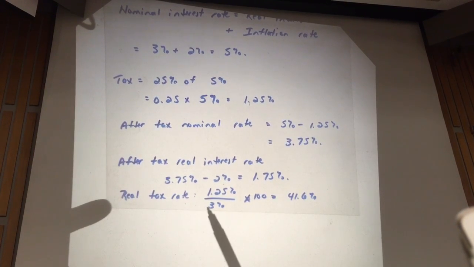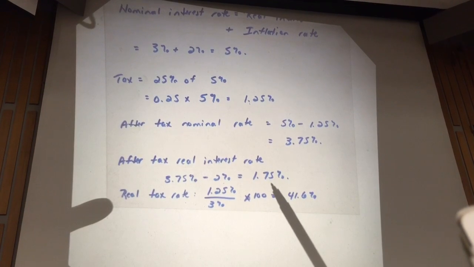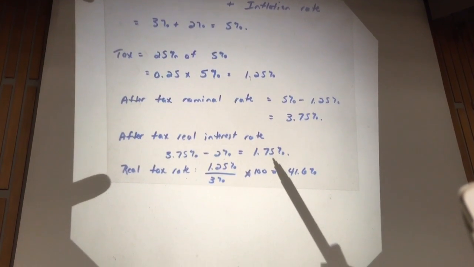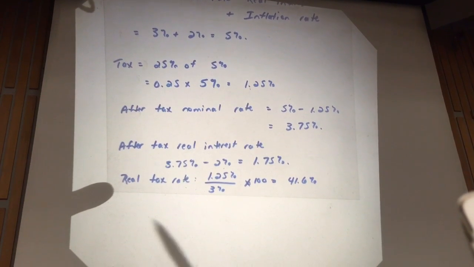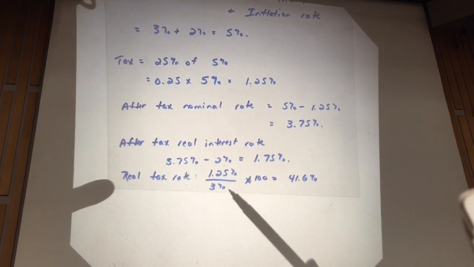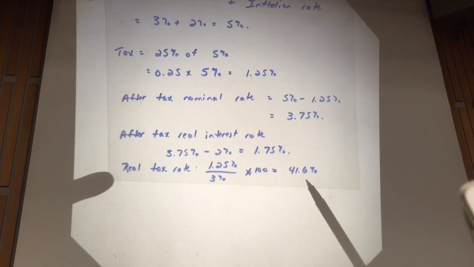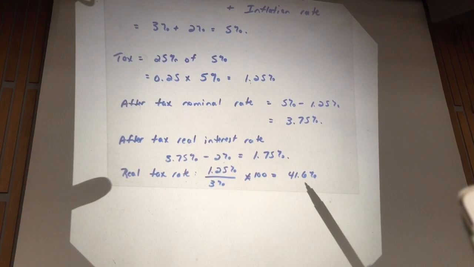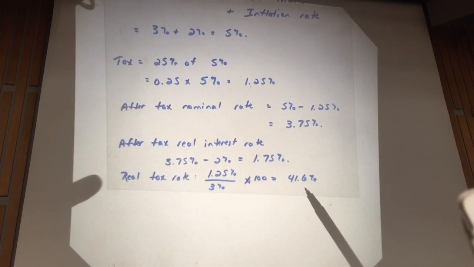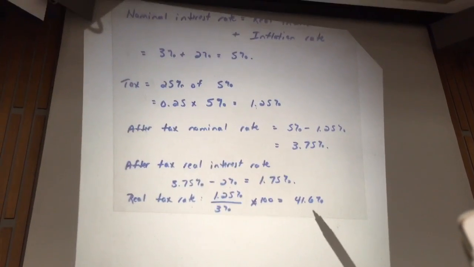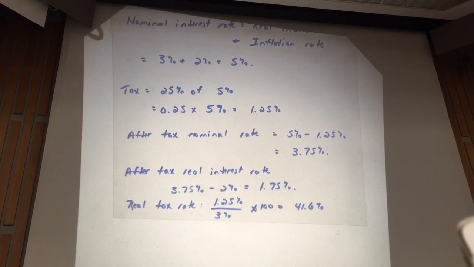So my real tax rate then is the amount that I'm paying in tax. This is what I'm keeping, 1.75. So the amount I'm paying in tax is 1.25 because 1.25 plus 1.75 is 3. So my real tax rate is 1.25 divided by 3 times 100. Actually, although the government says I'm paying 25% tax, I'm actually paying 41.6% tax. So when the government is taxing our investments, the tax rate is even higher than it looks, which means there's going to be an even greater decrease in investment.